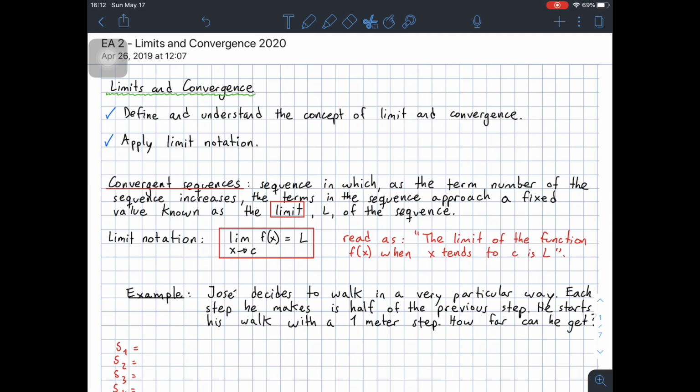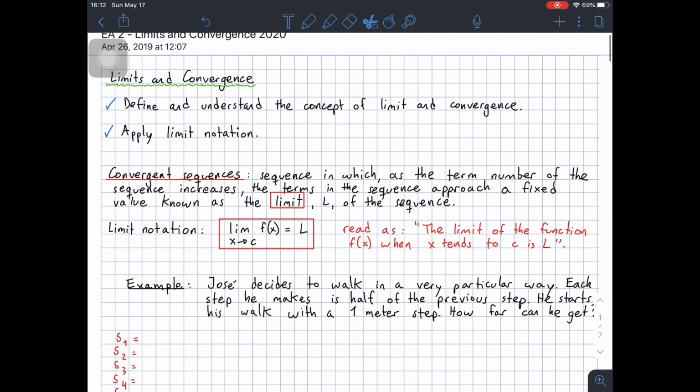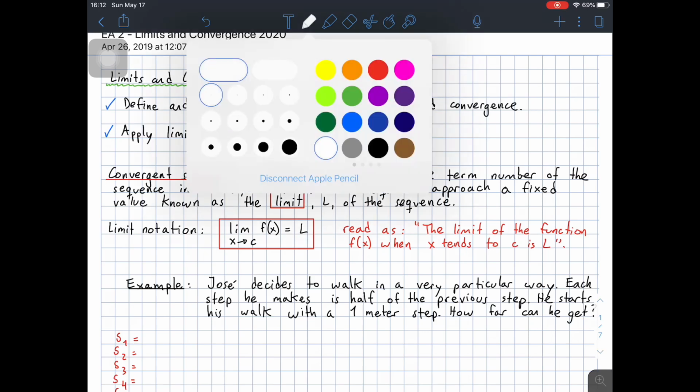We're going to be talking about different applications of calculus into real life situations later on during live sessions, but there are lots and lots of real life applications for these concepts that you're going to be learning now. So let's start with this first topic, which is limits and convergence. The objectives for this class are two. First of all, define and understand the concept of limit and convergence. And number two, apply limit notation.